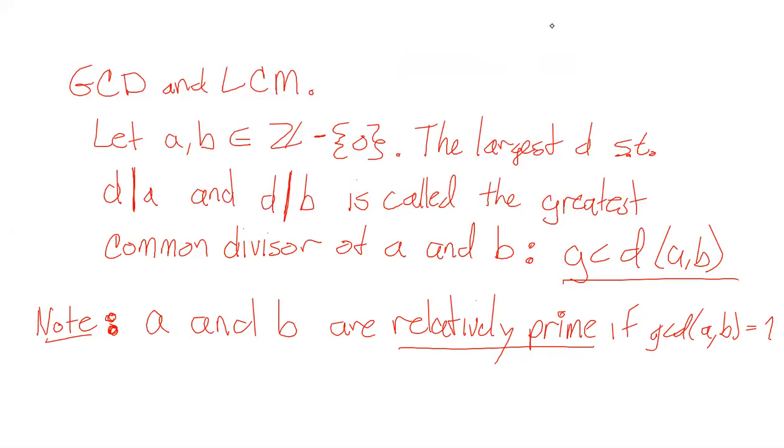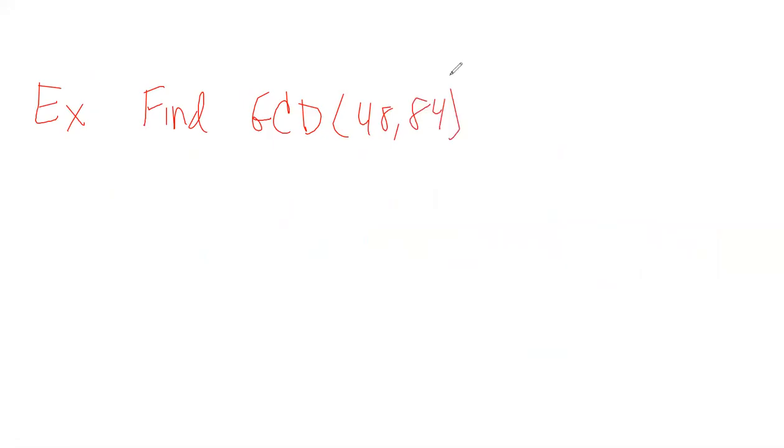Let's do an example. If you guys finish writing that, we'll do an example of finding greatest common divisors. Now let's find the greatest common divisor of 48 and 84. So let's find GCD of 48 and 84.